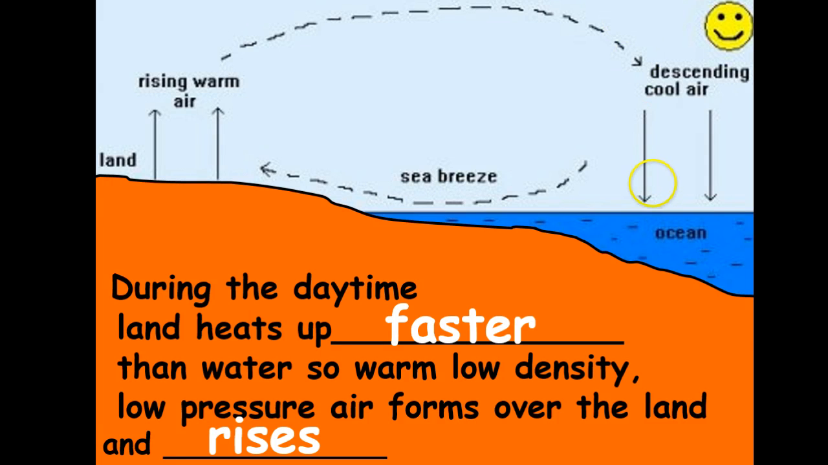This area is considered high pressure because the air is pressing down. The region over the land is considered low pressure because the air is going up. So we have what's called a sea breeze. Winds blow from high pressure to low pressure, so it creates a breeze from the sea, cooling us off on the land.